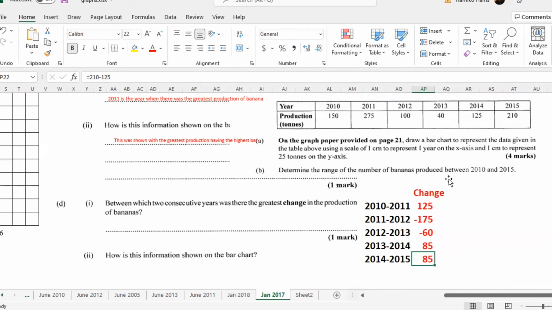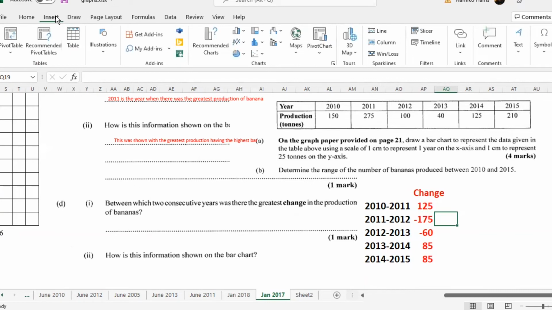So they'll be like, oh, it is from 2010 to 2011 because that is a positive number and there was an increase of 125. The question didn't ask if there was an increase or a decrease. All it said was the greatest change in the production. So our answer will be the greatest change in production will be between 2011 and 2012, where there was a decrease by 175 tons. So the greatest change in production occurred between the years.